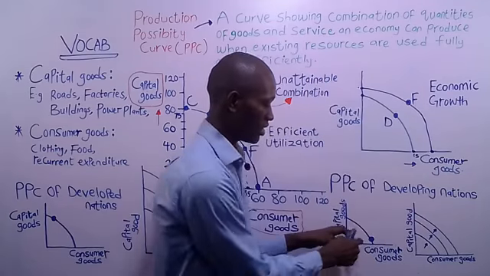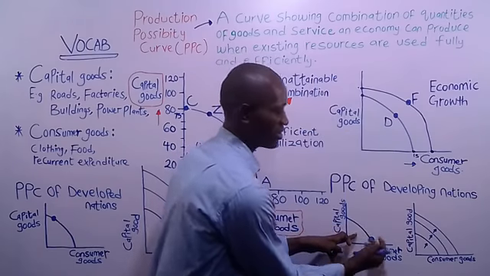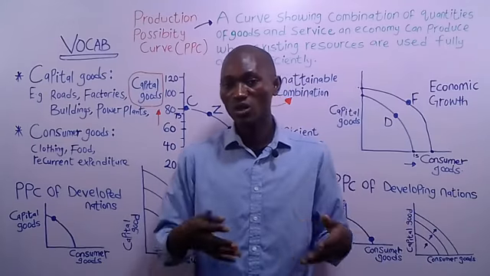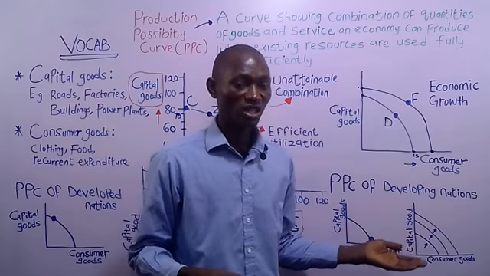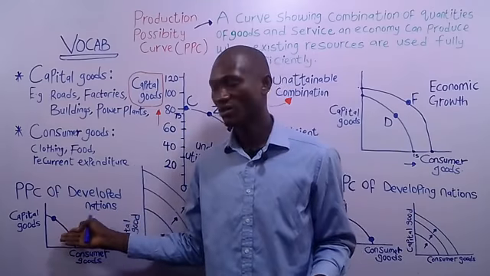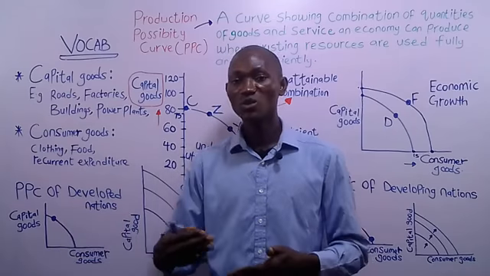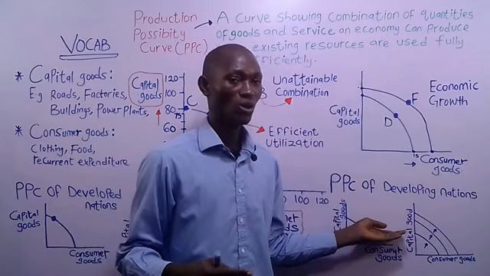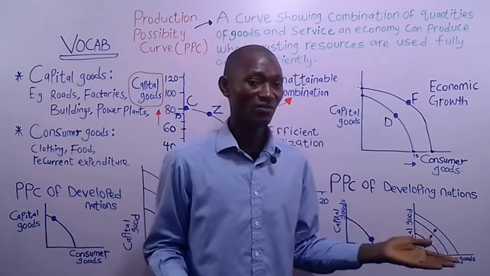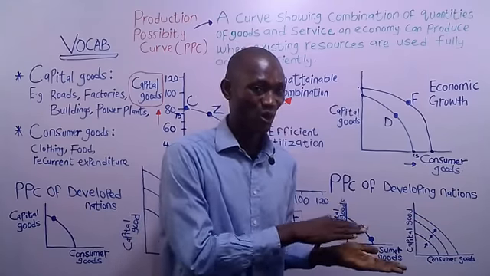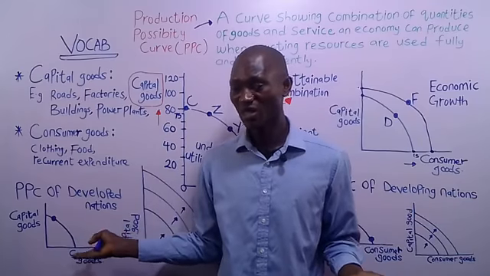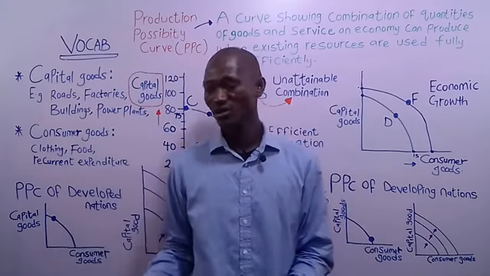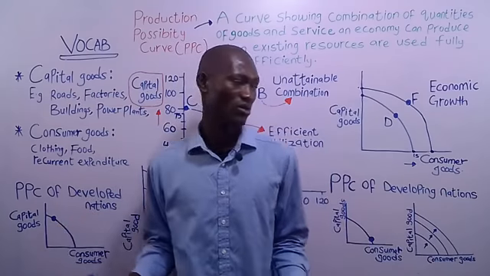But because the country produces consumer goods, the PPC will shift out larger by a small amount. Just like you want to compare a middle income individual with a rich individual. A rich individual invests, and the return on investment is very high when compared to a low income individual that only saves. The return on saving is very low when compared to the return on investments. So that's with respect to the PPC of developing nations as well as developed nations.